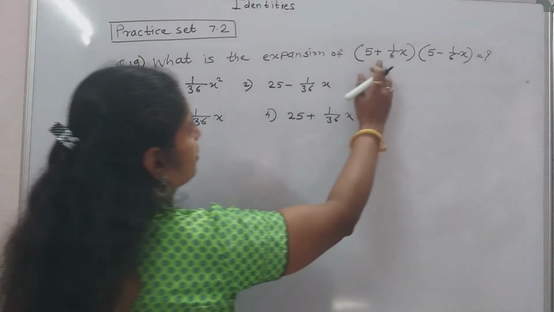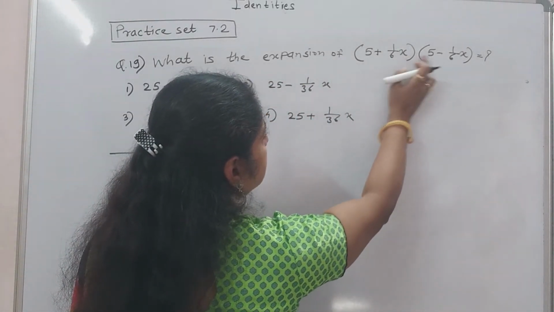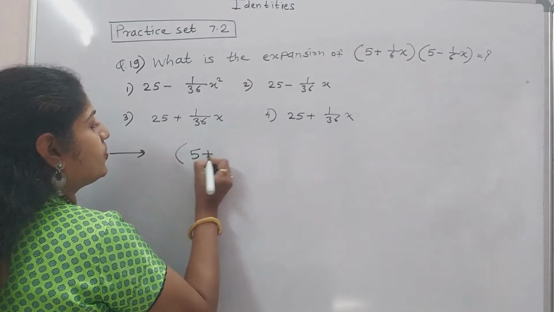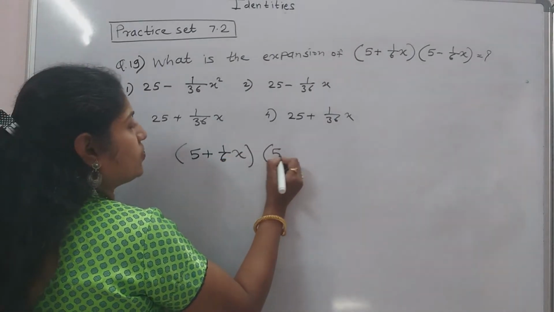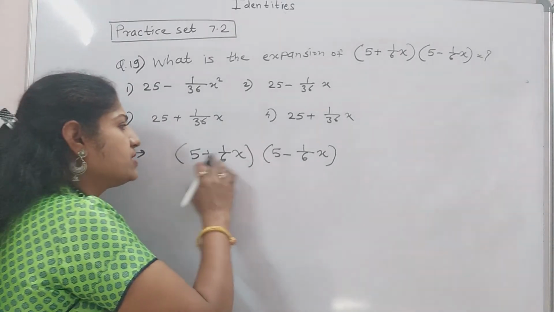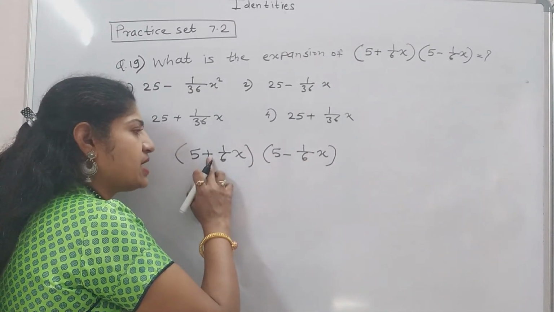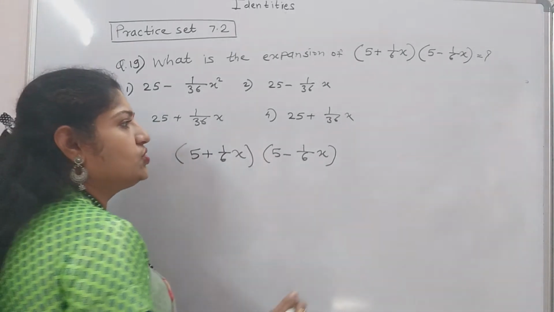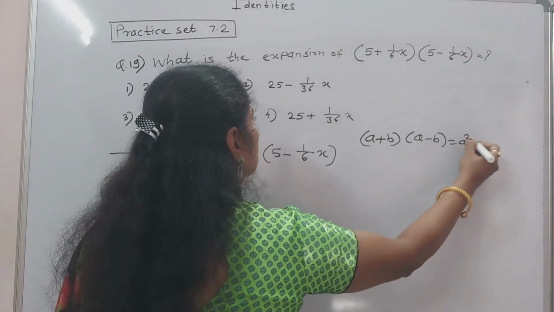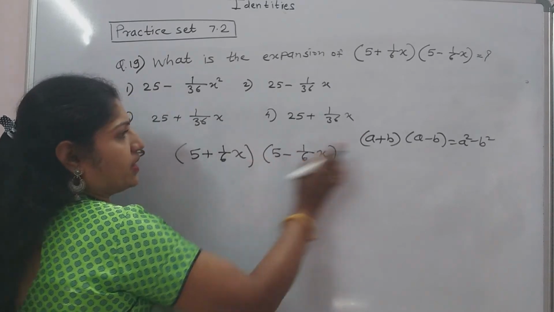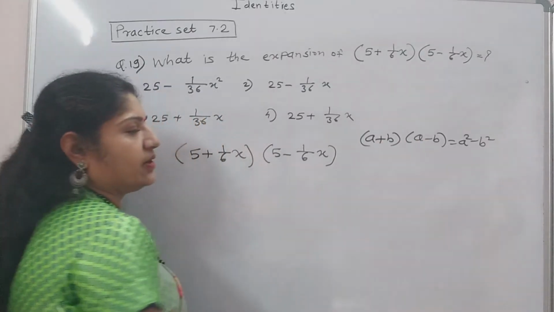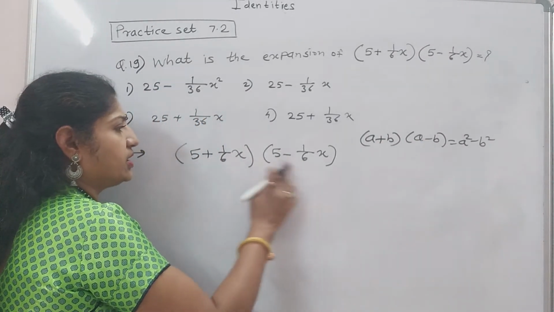What is the expansion of (5 plus 1 upon 6x) and (5 minus 1 upon 6x)? Observe these two brackets. These numbers are equal. In one bracket there is addition, in the other bracket there is subtraction. So use the formula (a plus b)(a minus b) equals a square minus b square.